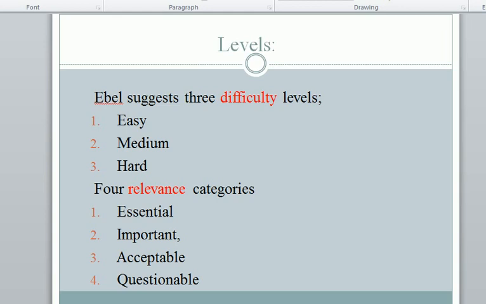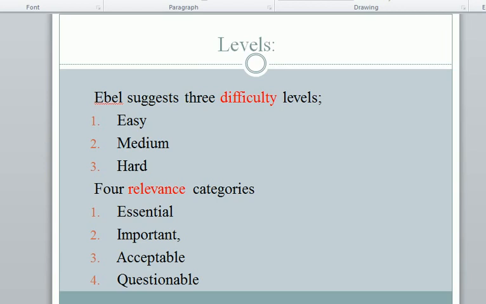So experts say that the test should be of medium level of difficulty, which ranges from 40 to 60, or 45 to 65 level. It is a medium range of item difficulty level.